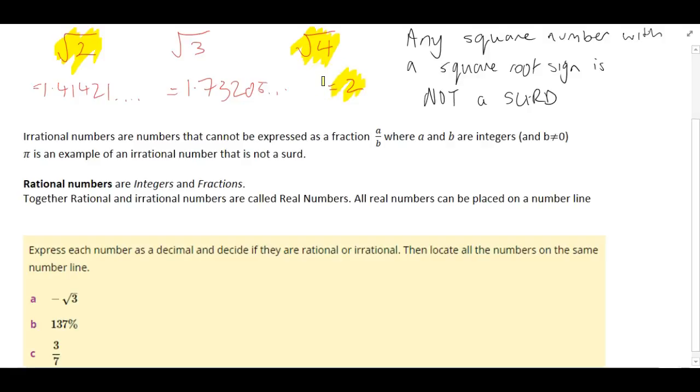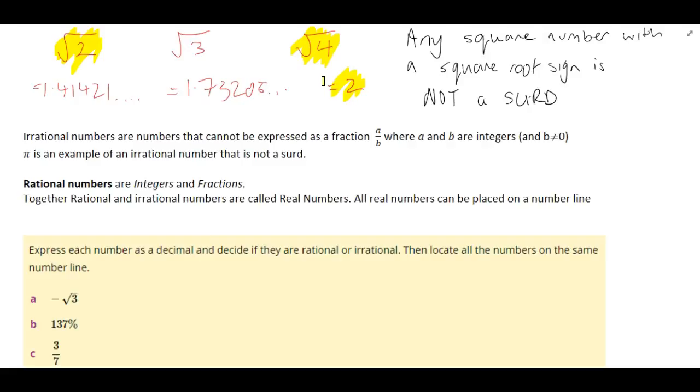Now, pi is an example of an irrational number that is not a surd. It has an infinitely non-recurring decimal, but no square root signs. You'll learn a bit more about what pi is and how it's calculated when you get into higher level maths. The opposite of an irrational number is a rational number.